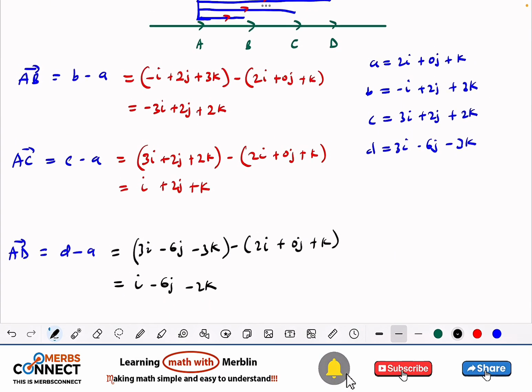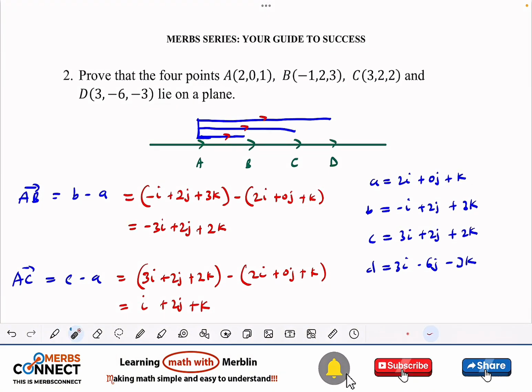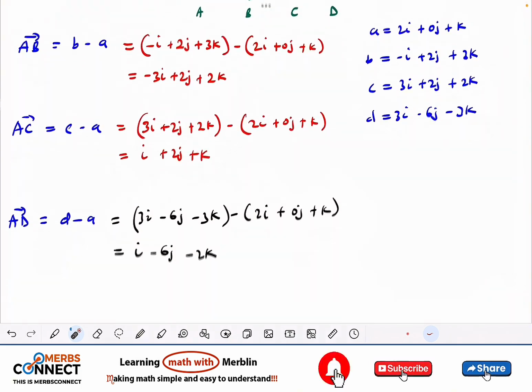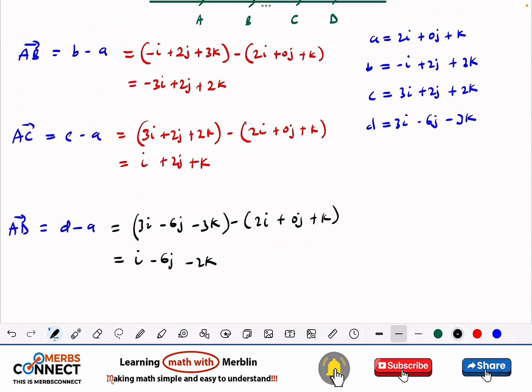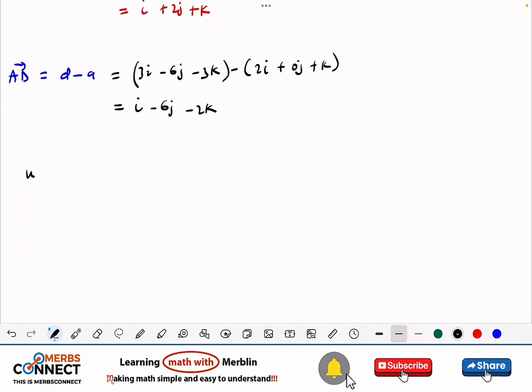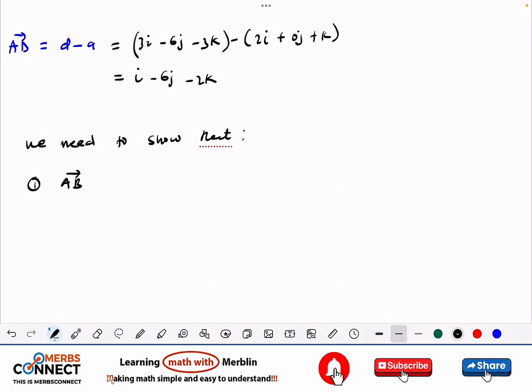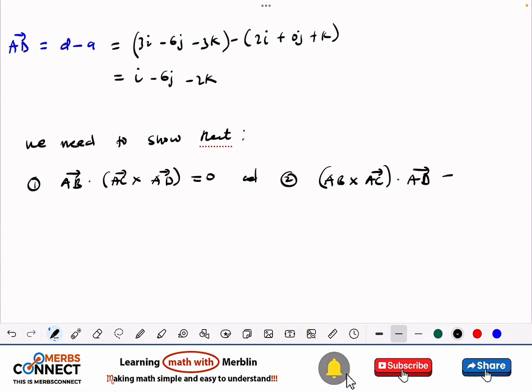Good. So now that we have the vectors, we're able to convert these 4 vectors to 3 vectors. Now we are going to work on what we need. For the vectors to lie on the same plane, we need to show that, one, AB dot AC cross AD is equal to 0, and two, AB cross AC dot AD is also equal to 0. So these are the 2 things that we just need to do, and then we are done.